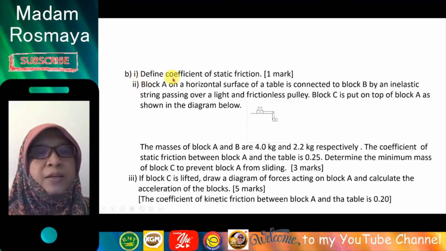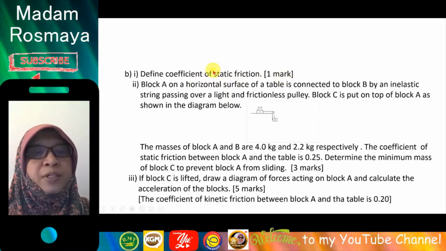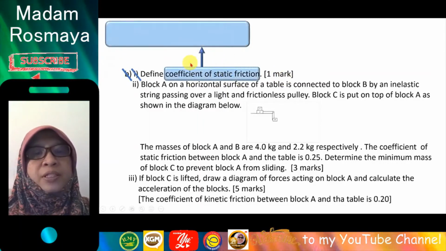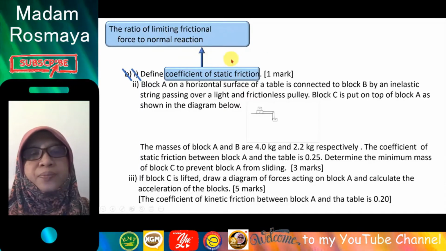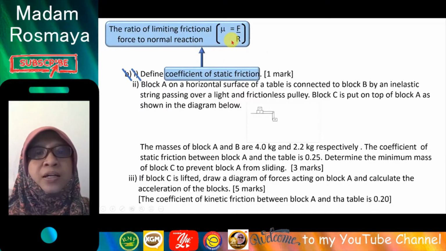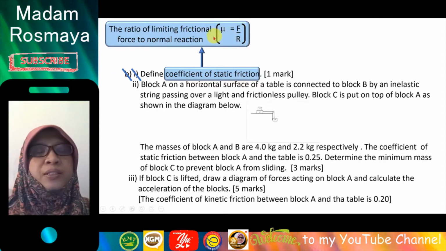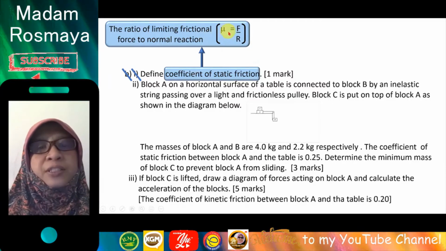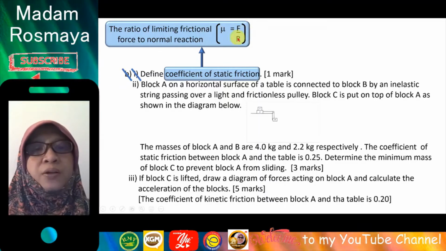Next, we do question B. B1: define coefficient of static friction, 1 mark. Okay, the coefficient of static friction is the ratio of limiting frictional force to normal reaction. In mathematical form, we write mu equals F per R, where mu is the coefficient of static friction, the ratio of limiting static friction F to normal reaction R.